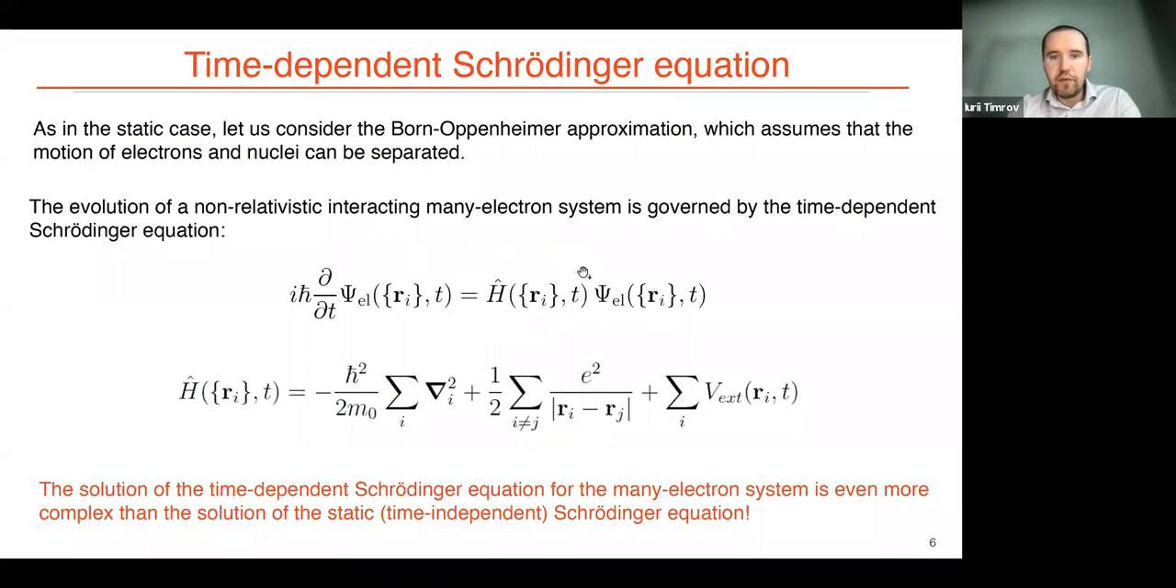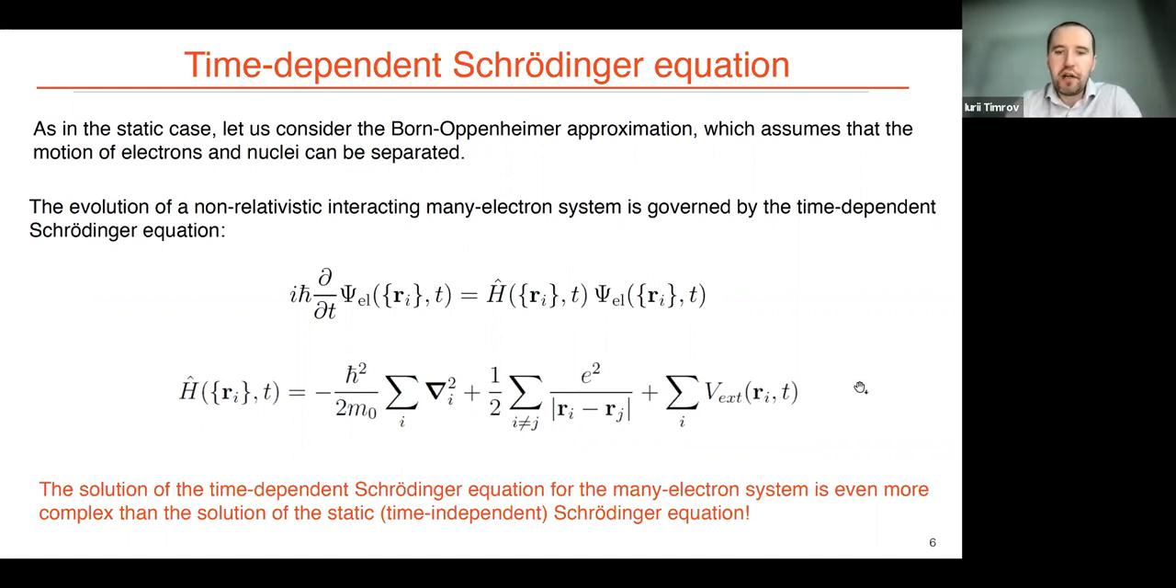There is also the operator H with a hat, which is the quantum mechanical Hamiltonian. It also depends on electronic positions and on time. And the expression for this Hamiltonian is written on the second line. We have the kinetic term, as usual. The second term is the electron-electron interaction term. And the third term is the external potential. And notice that the external potential depends on time. Because when we, for example, irradiate material with light, this is not a static external perturbation, it is time dependent. So this is why we have time in the external potential.